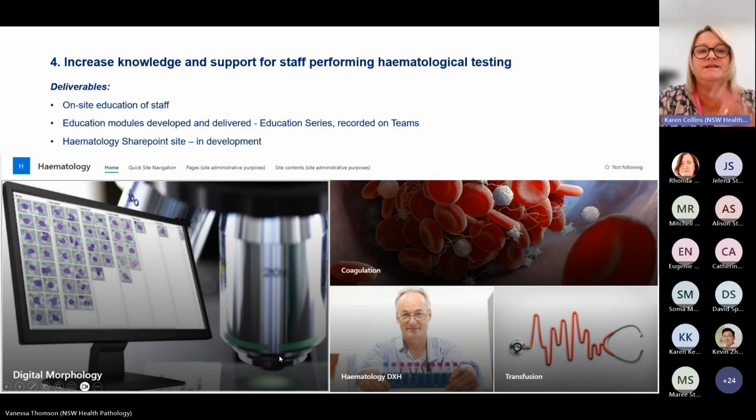Objective number 4 was to increase knowledge and support for staff performing haematological testing. So with this, we delivered on-site education of staff, and we developed education training modules and delivered those through the Haematology Education series, and these were recorded on Teams. We're currently developing a haematology SharePoint site that everyone will have access to, where all the SOPs and documents will be in one place, along with all the educational material and recordings that we've done with the DXHs.